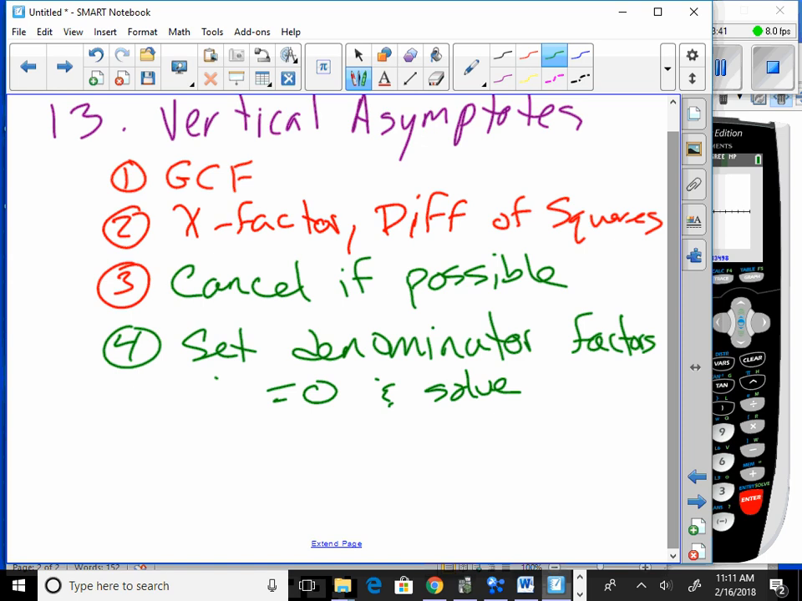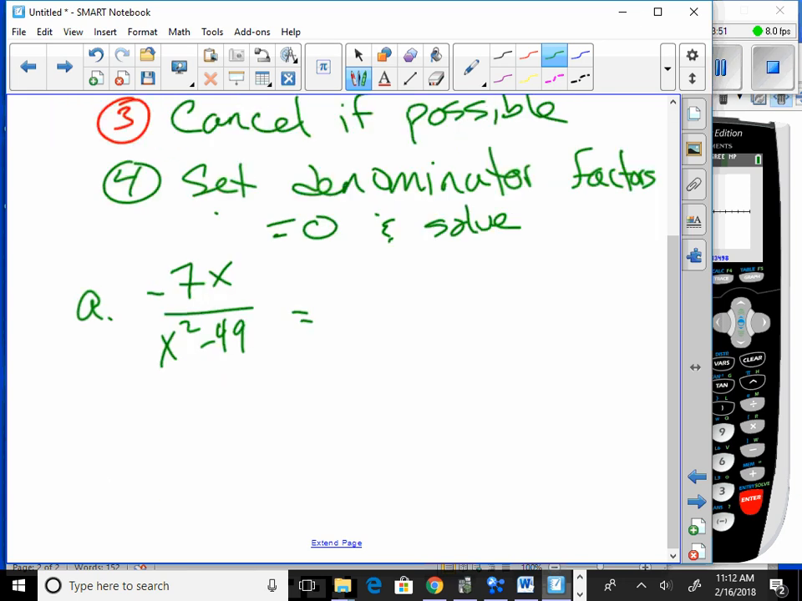Okay, so on A, they asked us to find the vertical asymptotes of negative 7x over x squared minus 49. Yep, that is a difference of squares. So how would I factor that as a difference of squares? Okay, so 7 times 7 gives me 49. So then it's difference of squares.